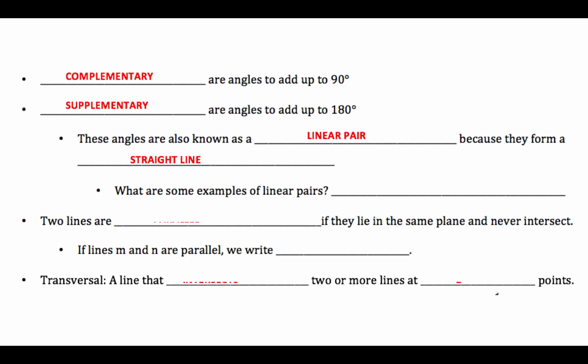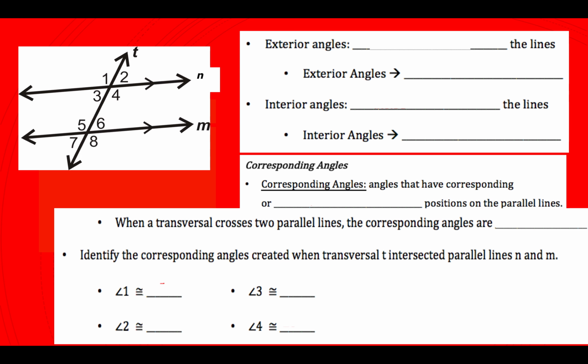Later on, we're going to look at an example of parallel lines with a transversal T. In that example, linear pair examples are angles 1 and 3 and angles 5 and 7. Now, two lines are parallel if they lie in the same plane and never intersect. If lines M and N are parallel, we write M parallel N. A transversal is a line that intersects two or more lines at two points.